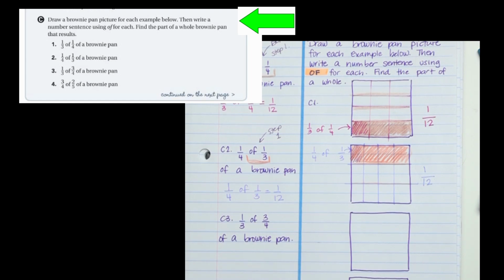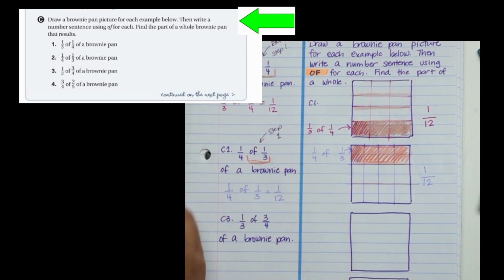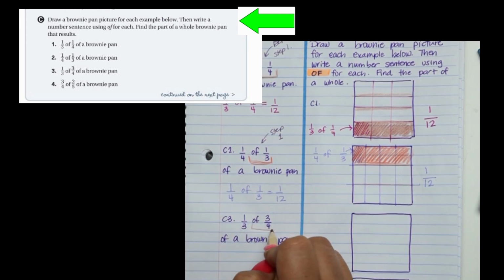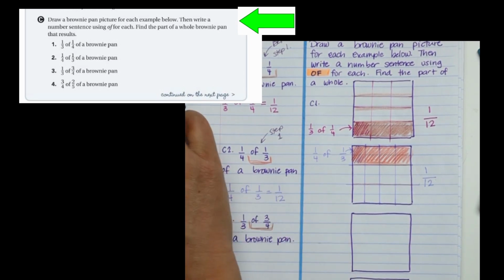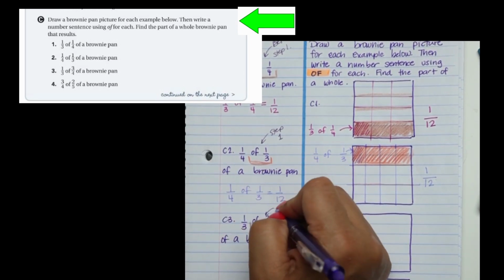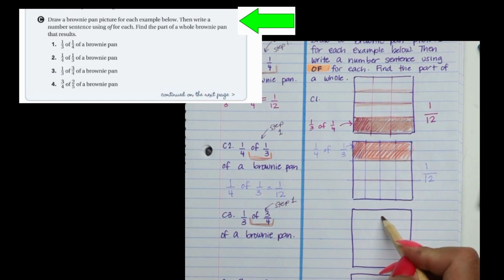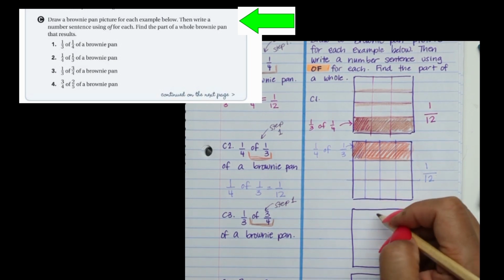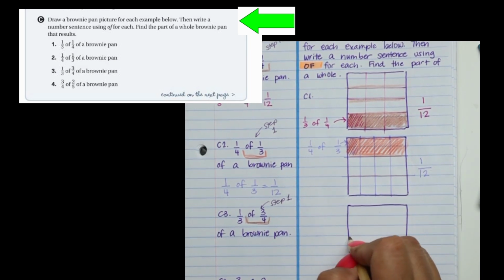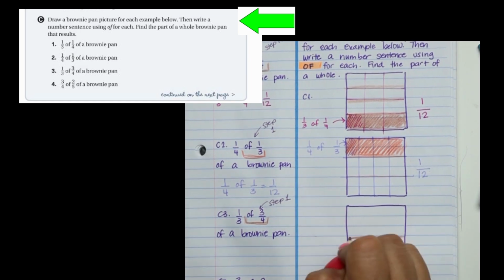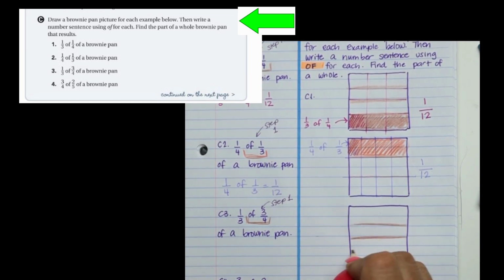1/3 of 3/4 of a pan of brownie, a brownie pan. Remember, you can pause anytime. So 1/3 of 3/4. So I have to do step 1. I'm going to draw what's left. 3/4. So I have to divide it into fourths. 1, 2, 3, 4, 5, 6. Trying to make it so it's half. Here's half and half of each half.